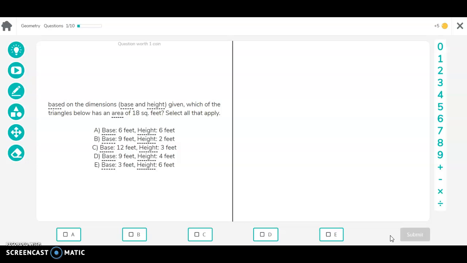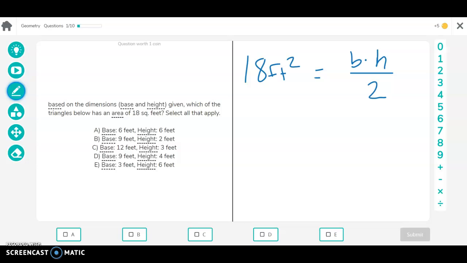Okay. The next problem says, based on the dimensions, the base and height given, which of the problems below shows a triangle with an area of 18 square feet? So now you have to work backwards. We know what A is. We have 18 feet squared. That's your area. Equals, we know we're going to divide it by 2, but now we need to take these numbers on A, B, C, D, and E and apply them and figure out which ones, when we put them in for B and H, are going to work.